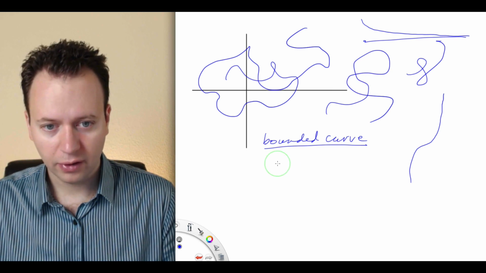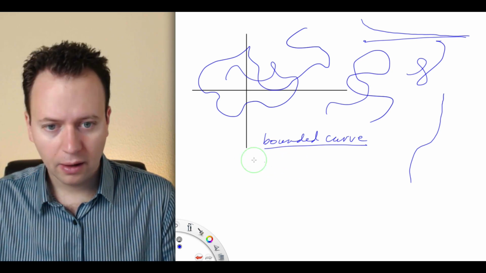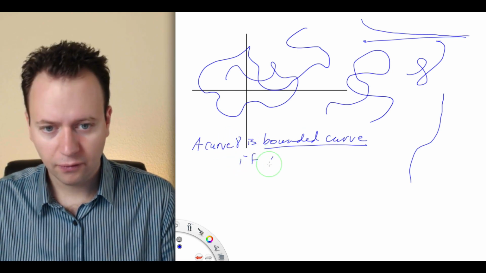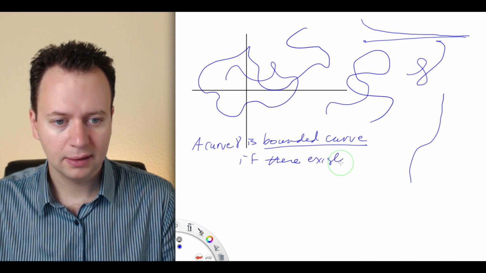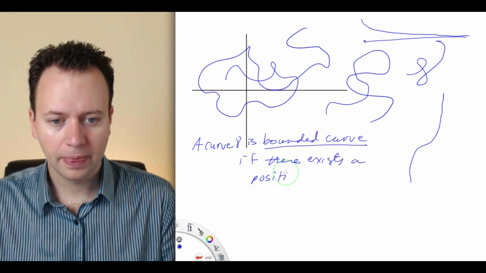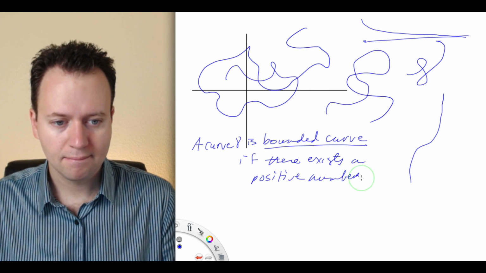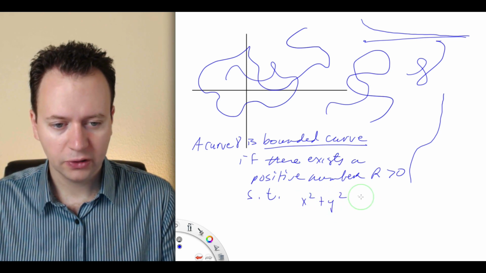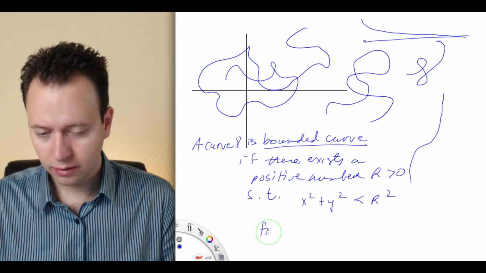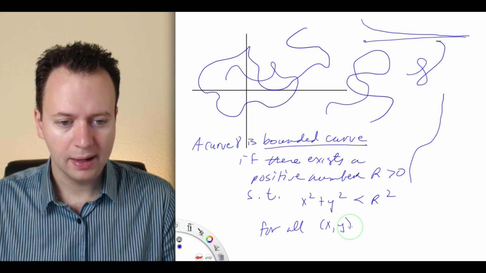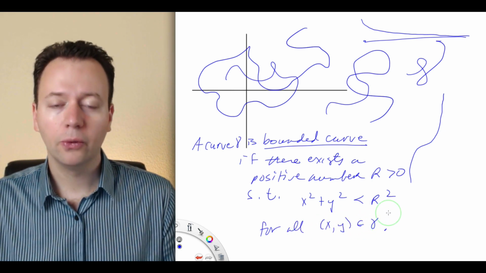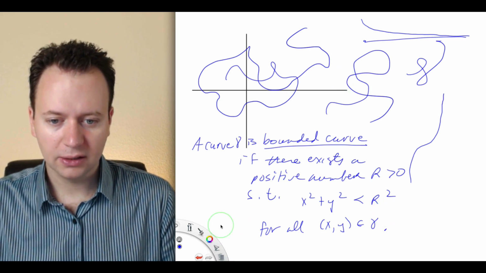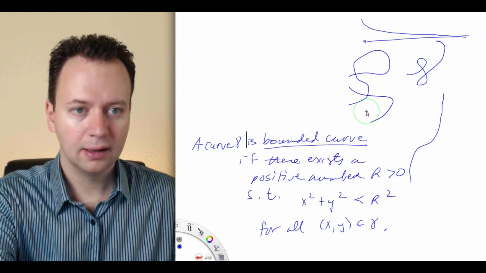So a bounded curve is basically, or let's say a curve gamma is bounded if there exists a positive number r greater than 0 such that x squared plus y squared is less than r squared for all points x and y contained in the curve gamma. So in other words, there's some maximum radius so that the maximum distance to the origin is fixed.